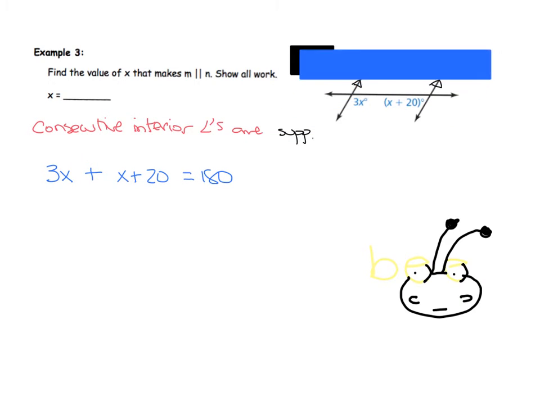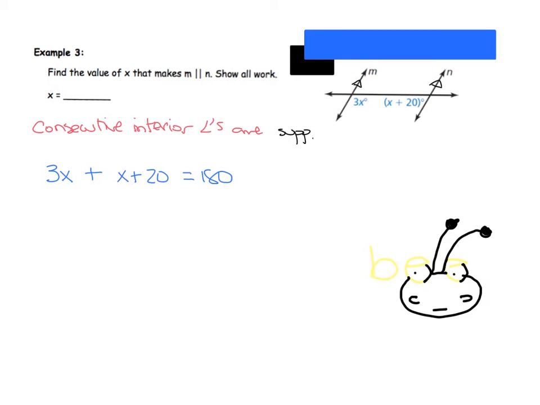So when I write out my problem to solve, you have 3x plus 20 equals 180. Now, I am able to combine like terms first, because that is a 1x. So 3x plus 1x is 4x plus 20 equals 180. 4x plus 20 equals 180.